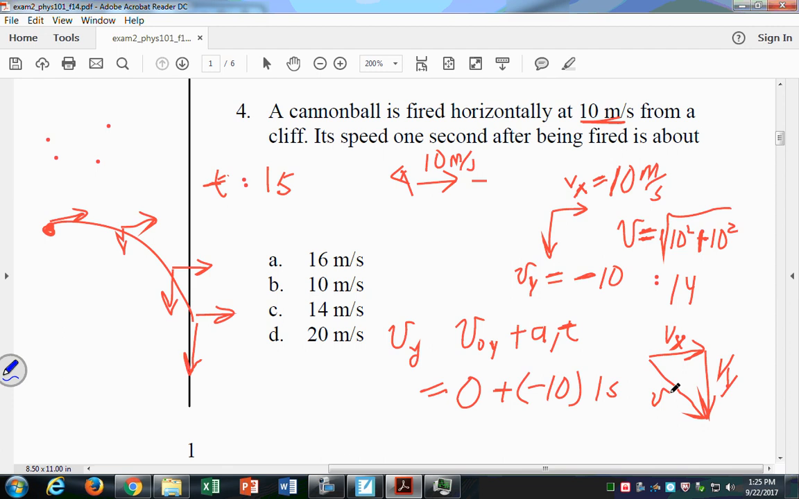Okay, so anytime you hear that word horizontally in a problem, it means that Vx is the only velocity initially. So V naught y is 0.